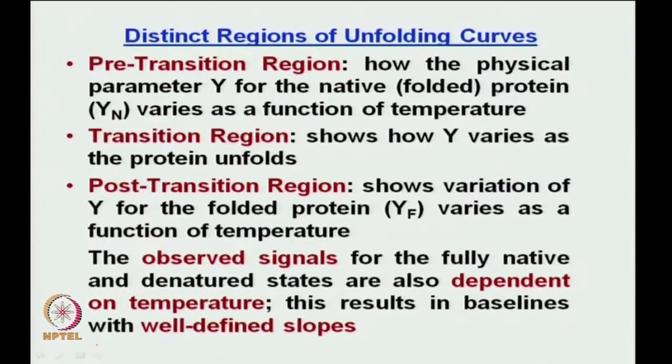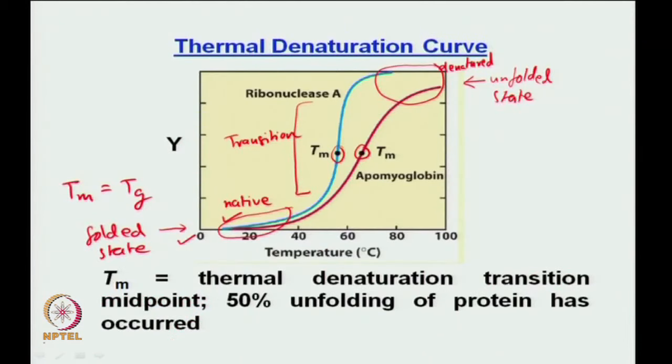Let us look at the next point. Next is the transition region. The transition region shows how y varies as the protein unfolds, because in the pre-transition region your y was essentially yN, it was varying little based on temperature. But now your transition region is where the maximum change is happening, right. So, this is the transition where the maximum change is happening. Okay.